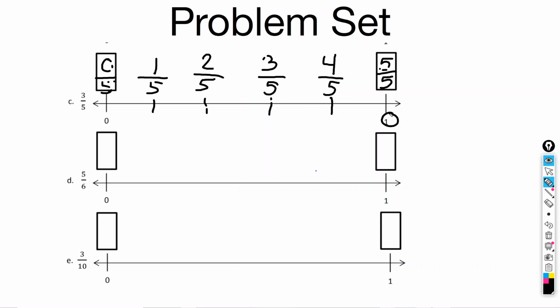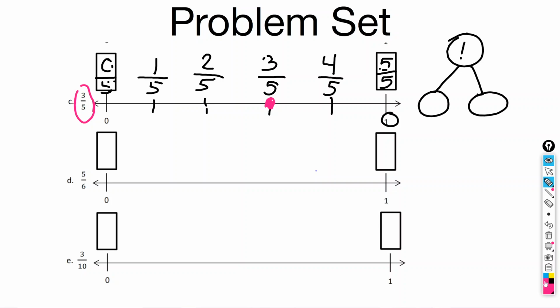Now I need to mark where my 3/5 is. 3/5, because over here it wants us to find 3/5. Next, I'm going to make my number bond. I need 1 whole and 2 pieces, which are my 2 jumps. So 1 whole. My first jump is all the way to 3/5, which is really 1, 2, 3 jumps. So I jump 3/5.